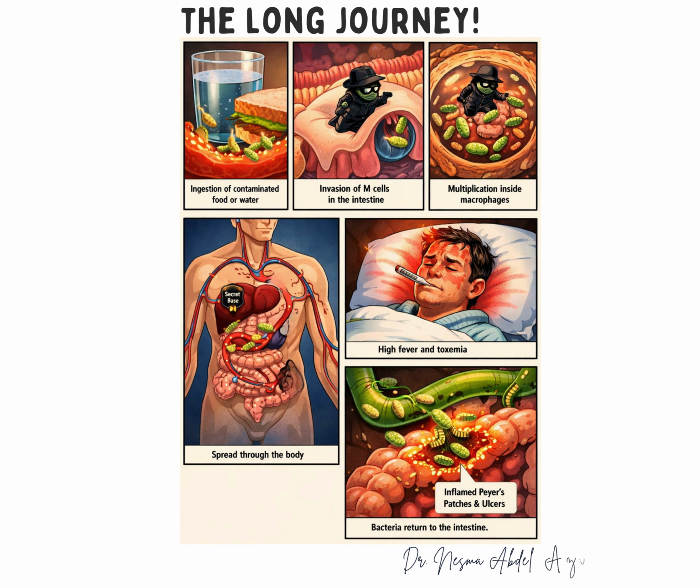Salmonella typhi sneaks in with contaminated food or water, quietly slipping past stomach defenses. In the intestine, it invades M cells like a covert agent, then hides within macrophages, turning the body's defenders into its transport vehicles. Riding through the bloodstream, it spreads to the liver, spleen, and bone marrow, setting up secret bases. From there, it launches waves of systemic infection, causing prolonged fever and toxemia. When it returns to the intestine via bile, it triggers intestinal inflammation and ulceration, leaving behind the classic picture of typhoid fever.